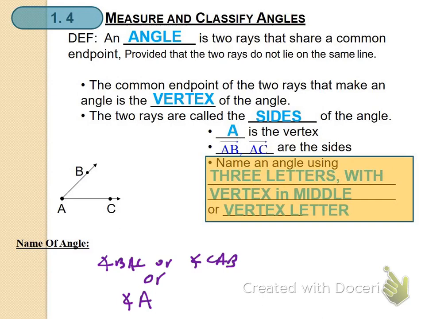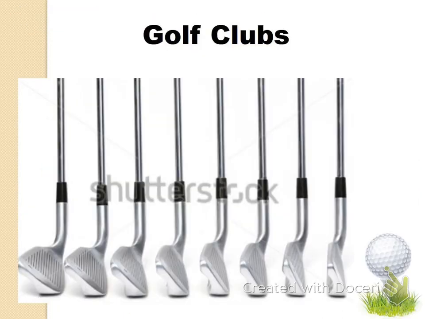I will throw in here, sometimes we have enough angles in a picture that it becomes easier to just throw numbers inside the angle. And so we could call this angle 1 as well, as long as there's a 1 in there, or 2 or 3 or 4, whatever number there is. Okay? At some point, we'll start using numbers to name those angles. Okay? So that's how we're going to name our angles.